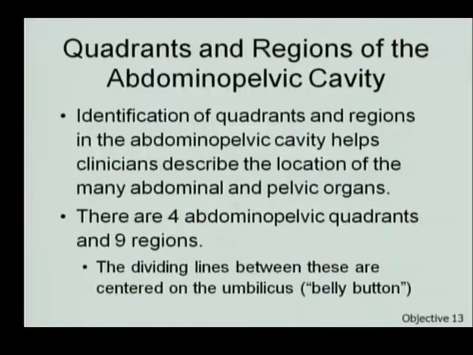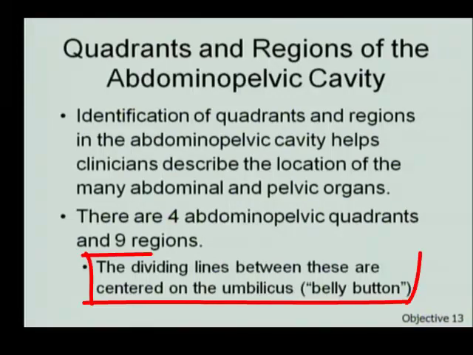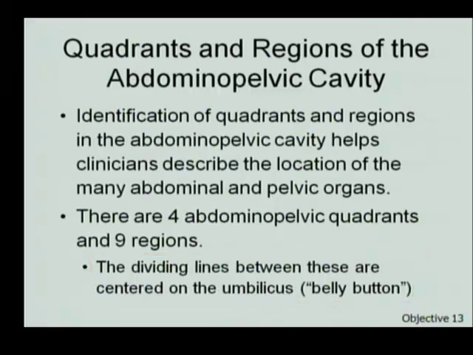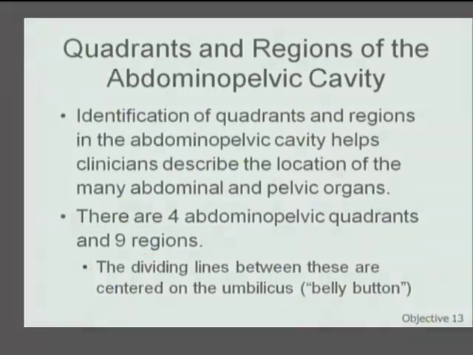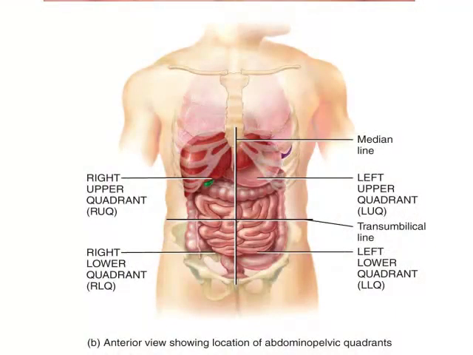In each case, whether we're looking at abdominal pelvic quadrants or abdominal pelvic regions, the dividing lines are centered on the umbilicus, also called the belly button. So that's going to form the center of our organization. The 4 abdominal pelvic quadrants: we have upper and lower and right and left.